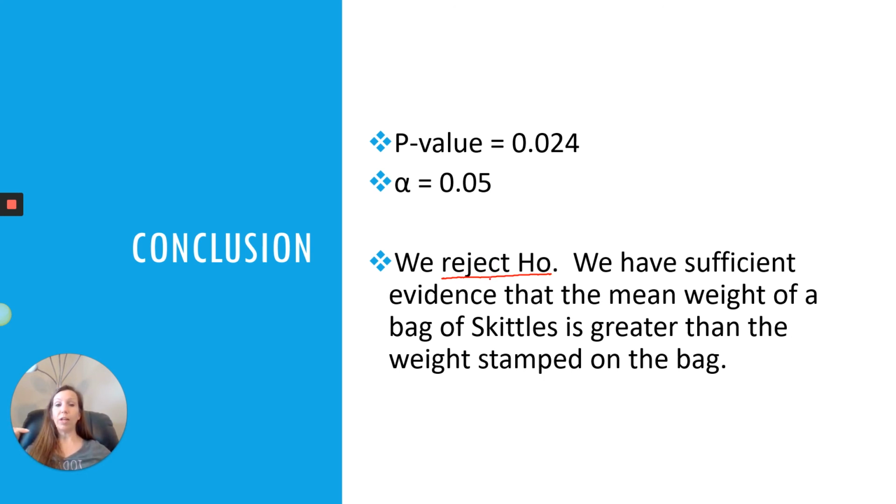And if I reject the null hypothesis, that means that I have sufficient evidence that my alternative hypothesis is true. And I'm going to write out the alternative hypothesis in words. So in this case, that means we have sufficient evidence that the mean weight of a bag of Skittles is greater than the weight stamped on the bag. And if you would have written the actual number here, whatever it was, 61.5, that would be cool too. So hopefully that helps a little bit in figuring out how to do a hypothesis test using a randomization distribution that's already been given to you.